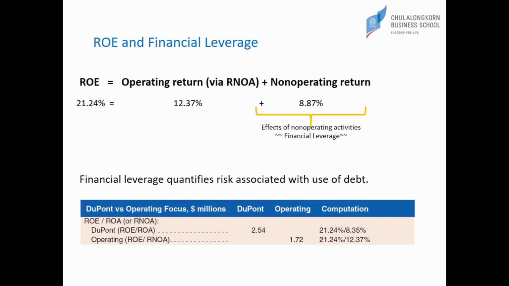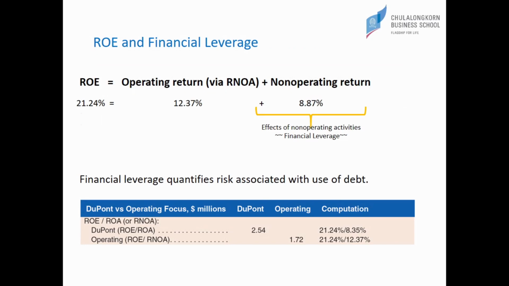And let's see how it's different between DuPont and operating. From DuPont, this ROE over ROA is going to be 2.54. Well, for operating, it's going to be 1.72. So this is how it's calculated. But if you inverse it, you can see that about 8 divided by about 21, which is about 40%, right? About 40% of their return is going to be from this financial leverage effect. Okay? That's under the DuPont framework.